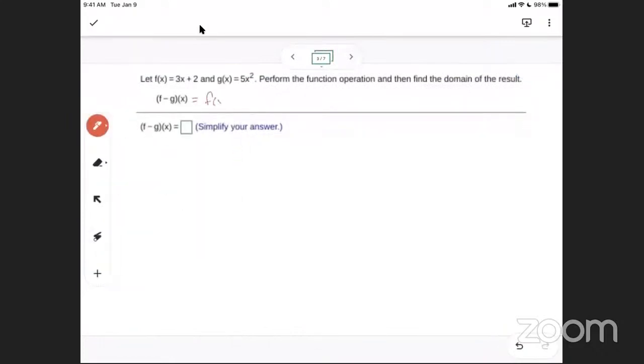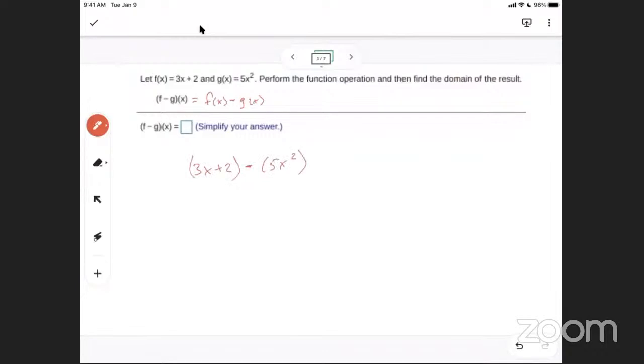Subtracting functions, you just take one function and subtract the other function from it. Now be careful with this. Make sure you use parentheses because sometimes you have to distribute. In this case, it actually didn't matter because you don't have two terms in g of x.